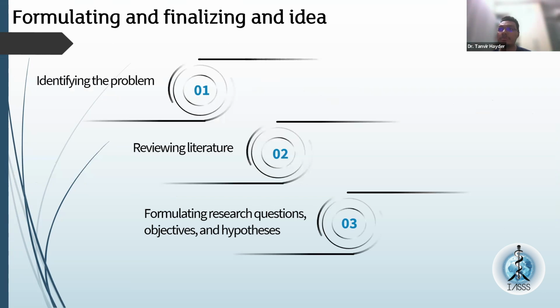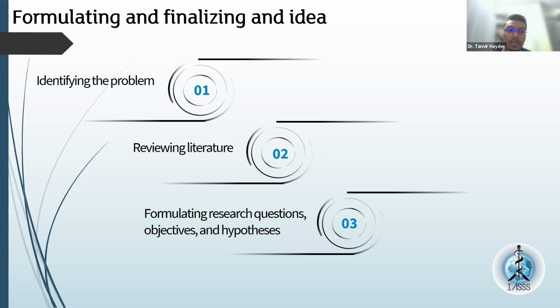Now, let's move on to the next topic, which is formulating and finalizing the idea. You have to go through three different steps. First of all, you have to identify the problem. Then you have to do a thorough literature review. And then you have to formulate research questions, objectives, and hypotheses.